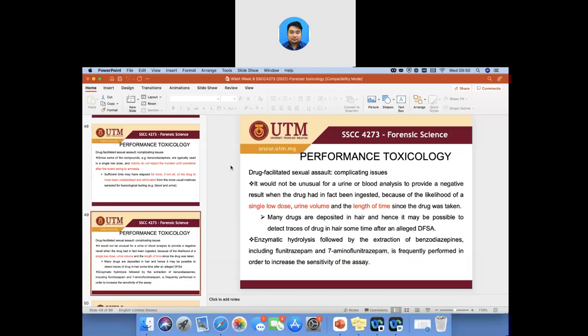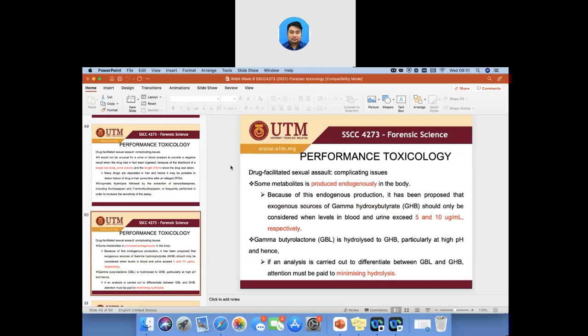So as I mentioned, sometimes after time has elapsed from the sexual assault, when you are trying to detect in blood or urine, they might come back negative. But these drugs have been deposited into your hair. So you may be able to detect this by getting a hair sample, but the sensitivity of the analysis needs to be heightened because the concentration of the drug now is at a very trace level.